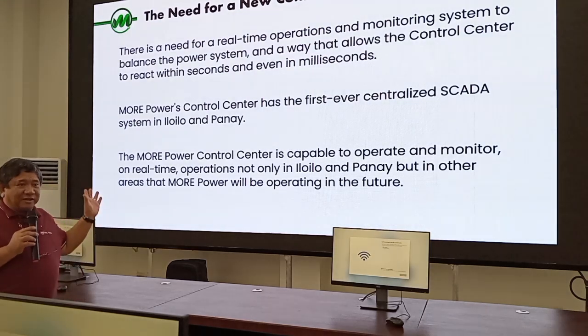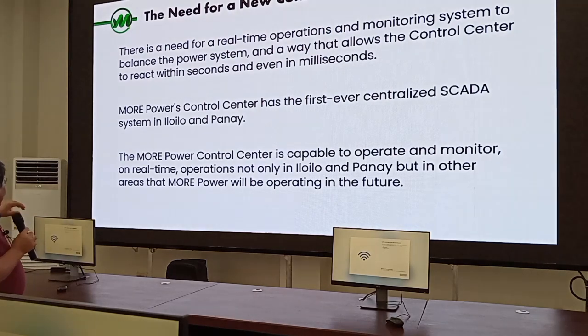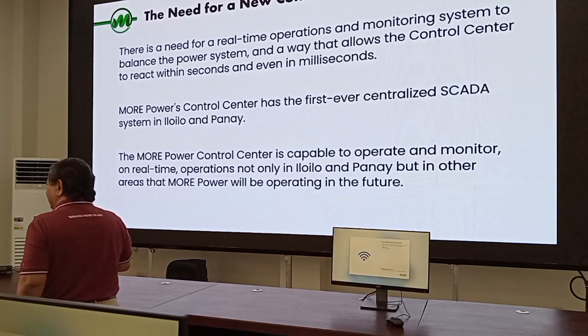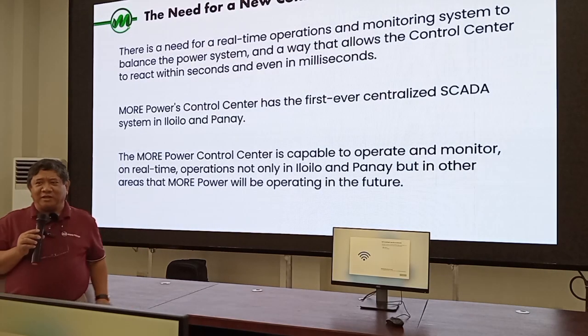We will get into the meaning of SCADA and what SCADA can do in a while. But the More Power control center is capable to operate and monitor real-time operations not only in Iloilo and Panay, but ito dinagdag. And in other areas that More Power will be operating in the future.